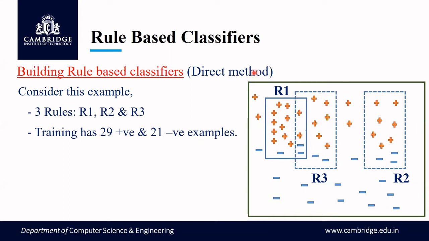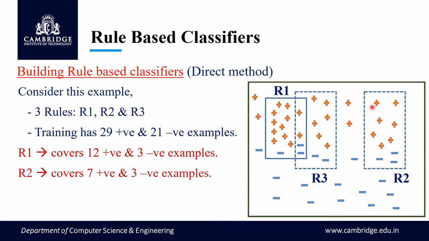So if I want to talk about R1, I can tell that R1 is covering 12 positive examples and 3 negative examples. Whereas when I want to tell about R2, I can tell that it is covering 7 positive examples and 3 negative examples. When we want to tell about R3, we can tell that it is covering 8 positive examples and 4 negative examples, right? So this is the observation that we made from this given training record here.